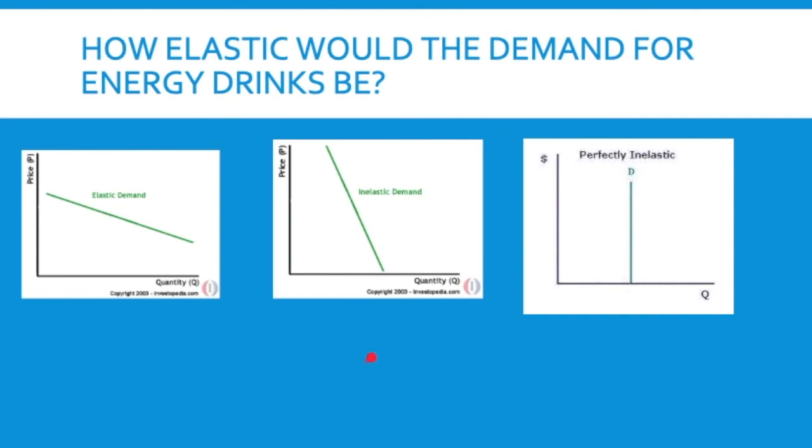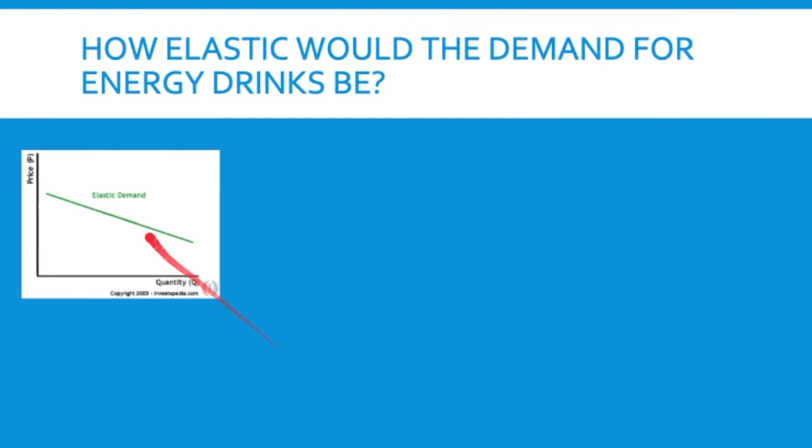Oh, maybe this is the last one. How elastic would the demand for energy drinks be? Do you need them? No. Do you buy them often? Probably. So it might be a big part of your budget. So it's a luxury item. It's a big part of your budget, and there are substitutes too. It's probably going to be an elastic demand curve.